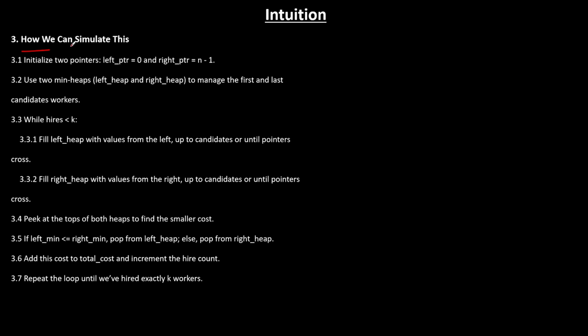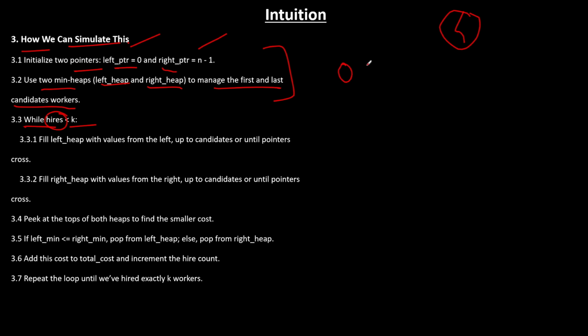Now, how can we simulate this? We will initialize 2 pointers as we explained earlier, one starting from the first and one starting from the end of the array. We will have 2 min heaps, left heap and right heap, to manage the first and the last candidate workers. That makes sense till now. Now, while hired is less than k, hired is basically the counter that checks how many candidates we have hired till now, and it has to be less than k, because if k value is 4, based on 0 based indexing, it will go from 0 to 3.